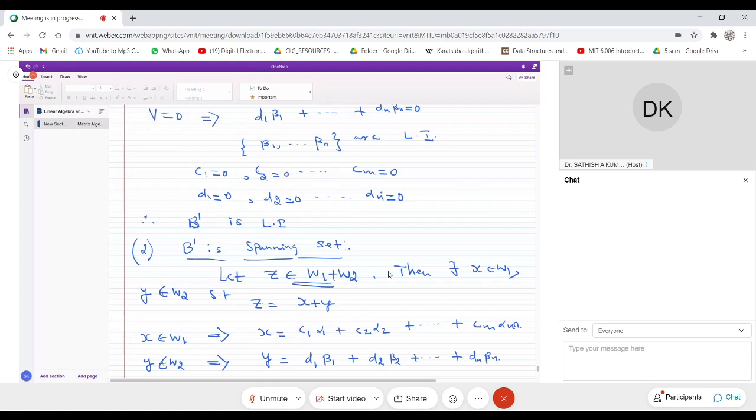Now we have to show that B prime is a spanning set. So spanning set means what? Whatever vector I take in W1 plus W2, that should be expressed as a linear combination of the vectors in W1 plus W2. Okay, I take something in W1 plus W2, that should be expressed as a linear combination of vectors in that. Then we are done.